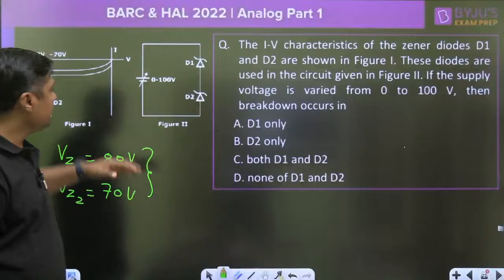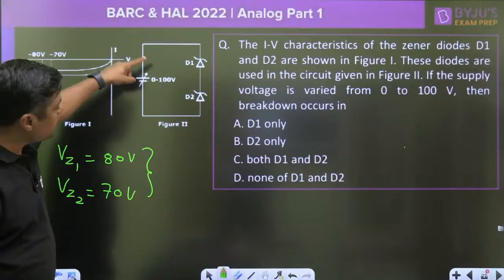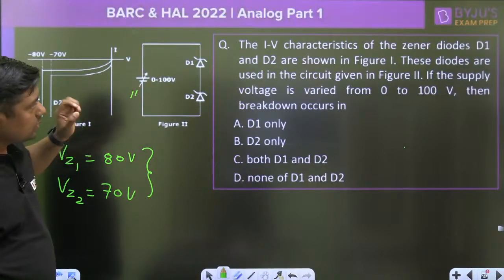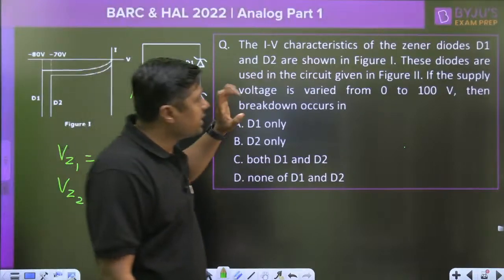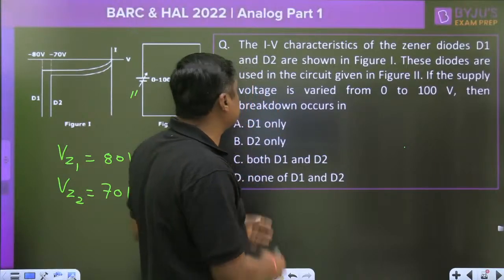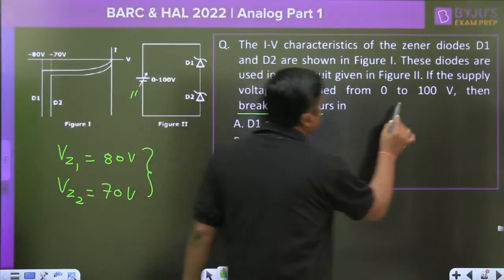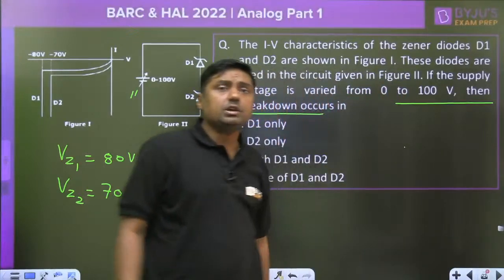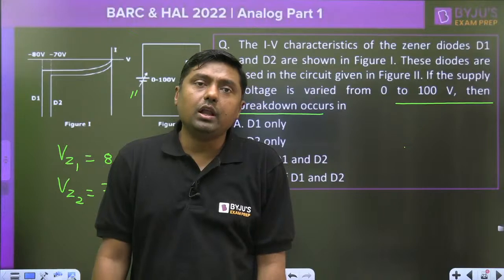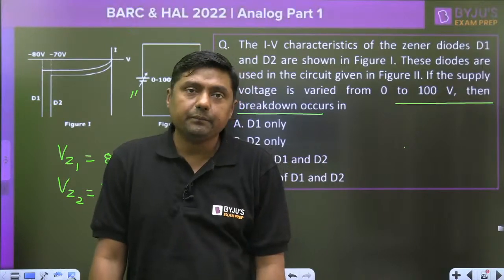So please tell me, if I am changing the value of input from 0 to 100 volt, these diodes are used in the circuit given in the figure. If the supply voltage is varied from 0 to 100 volt, then breakdown occurs in which diode? Breakdown occurs means it will allow the current.